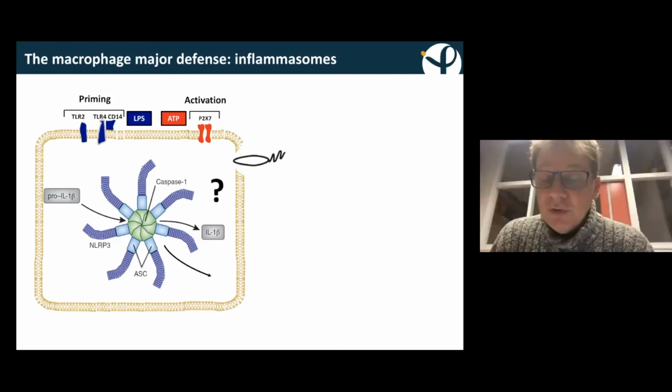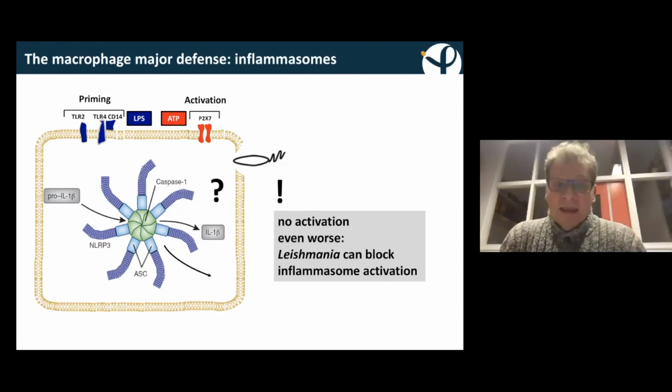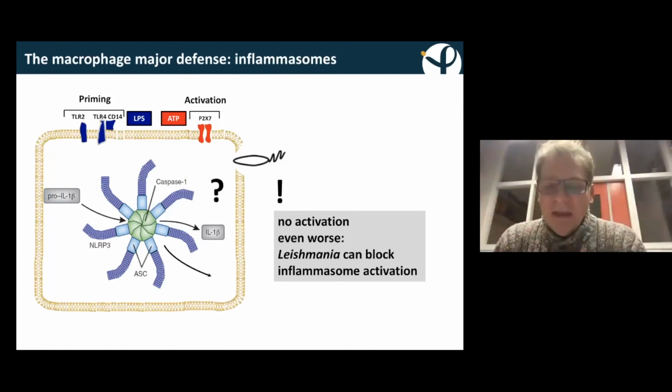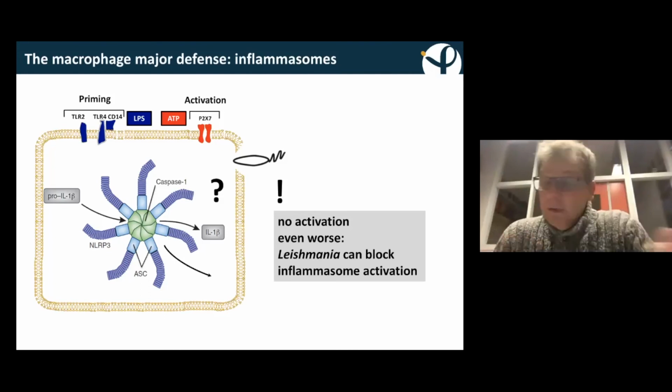And I'm not showing you data on this. I just tell you that Leishmania goes in totally silent. And even worse, even if you want to activate the inflammasome with some bacterial products, which are very well established, Leishmania totally blocks, inactivates the inflammasome, and thus the very important inflammatory response that normally would kill Leishmania. So I'm not going to show you any data. This has been recently published. It was a big story.